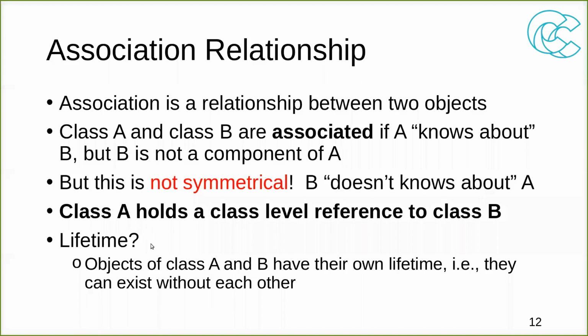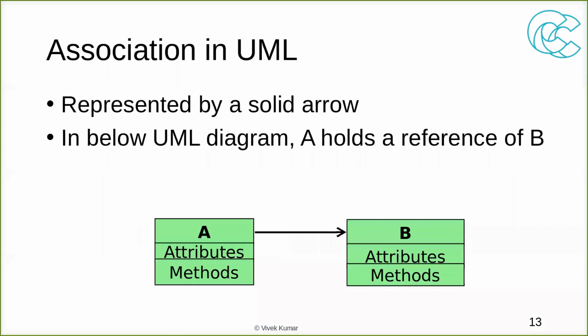Since it's not very closely tied up, the lifetime of instance of A and B is also different. They have their own lifetime and they can exist without each other. So let's say the instance of A dies, then the instance of B does not die with it, so it can live as long as required. In terms of UML diagrams, you have a simple solid arrow with a direction. The direction is from A. So A holds a reference of B. So A is associated with B.